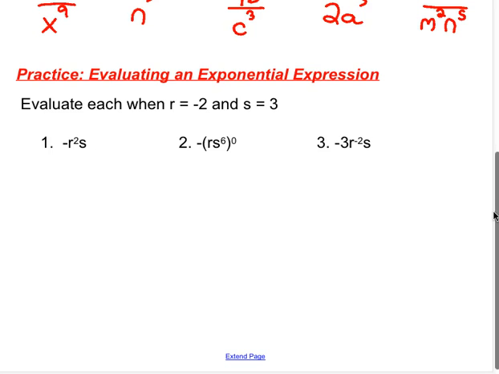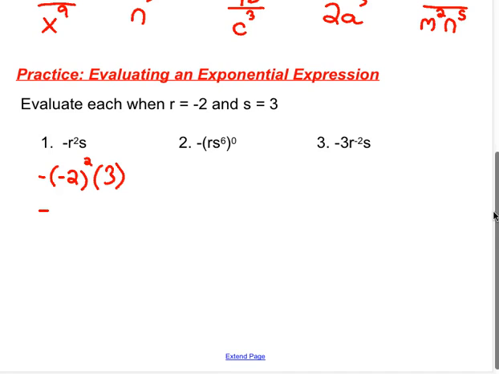All right, now another skill to work on is evaluating exponential expressions. Again, the big thing here is to put parentheses whenever you're substituting a number in. So for number 1, I have a negative, then R is negative 2 squared times S, which is 3. Make sure you're putting parentheses around those numbers that you're substituting in.